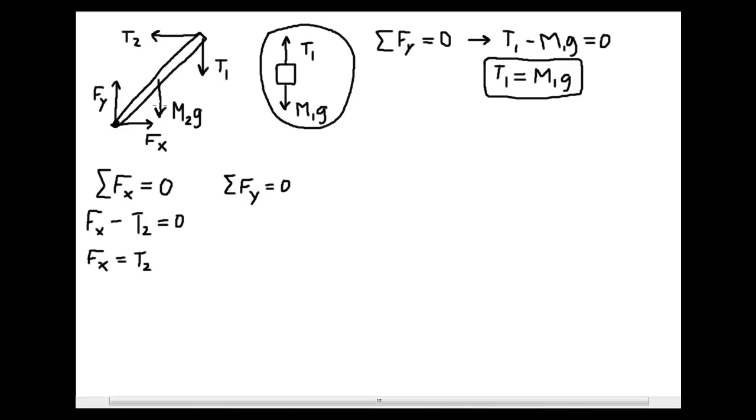Now in the y direction, we've got, of course, the hinge force has a y component, and we've called that Fy in our diagram. So Fy, and then there's two downward forces, minus T1, and then minus m2g.